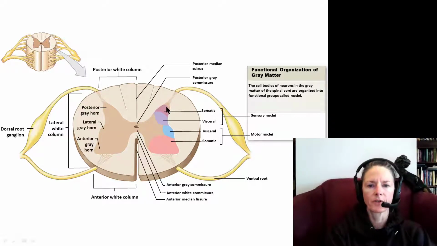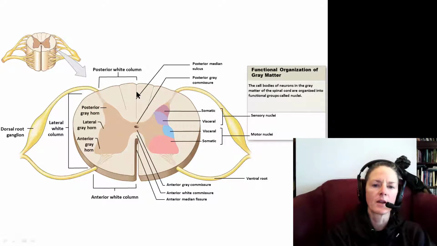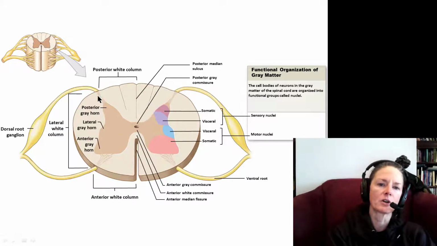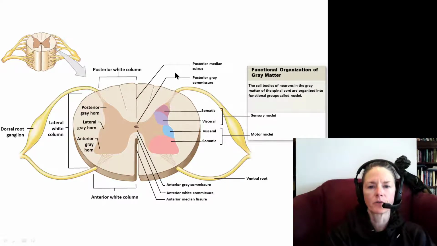Now, we also have some white matter tracts that are traveling up and down the spinal cord, and we can arrange them into columns. So we have an anterior white column that's going to be between the two anterior gray horns and also between the two ventral roots. We're going to have a lateral white column that's going to be between the ventral and dorsal root. And then we're going to have a posterior white column that's going to be between the two dorsal roots.